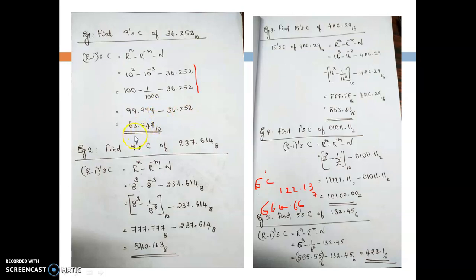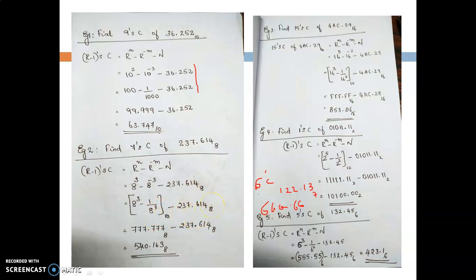Now, how will you find out the 7's complement of 237.614? As per the formula, when you apply it, it will give you 8 raised to 3 minus 8 raised to minus 3, minus 237.614. What you have to keep in mind is that this r raised to n minus r raised to minus m is in base 10. So 8 raised to 3 minus 1 by 8 raised to 3 is actually in base 10, and then from base 10, what you're going to subtract is of base 8.